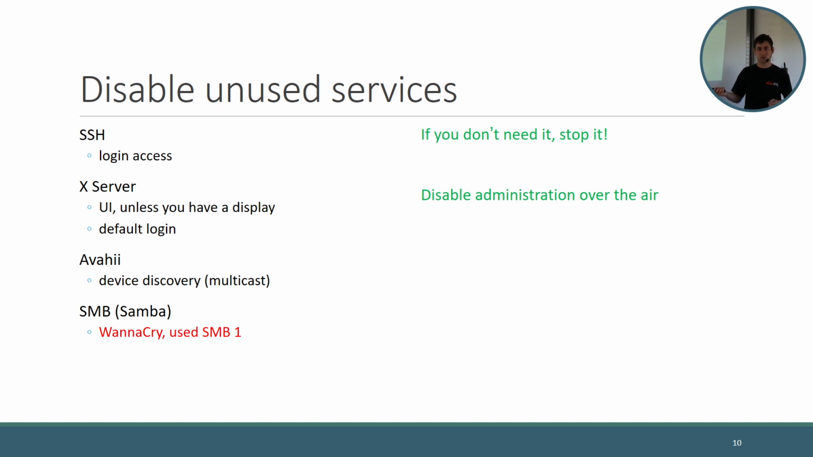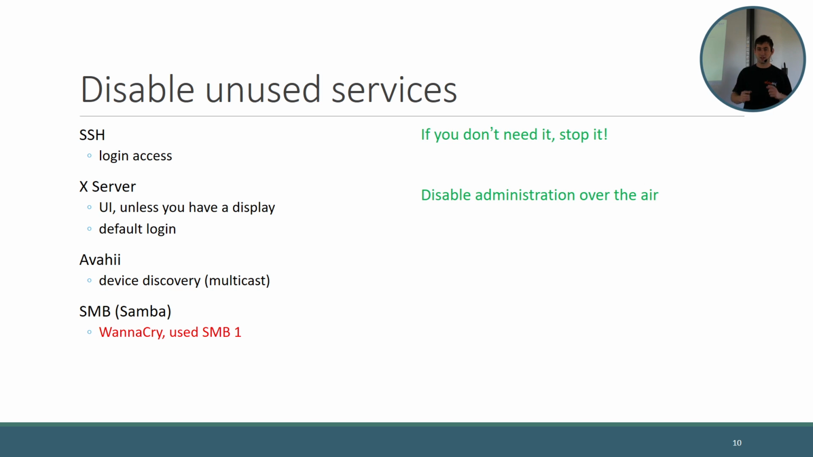WannaCry was dangerous because they were exploiting something that was done 35 or 40 years ago. But it was active. So just shut down every service that you don't need. Simply, before going into production, check the ports that are open, and see for every one of them if you really need it. So this is really important.